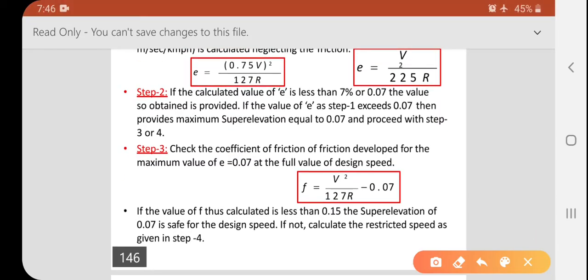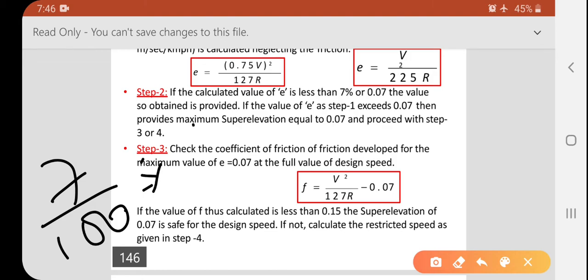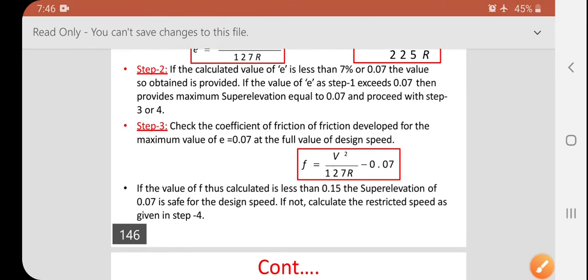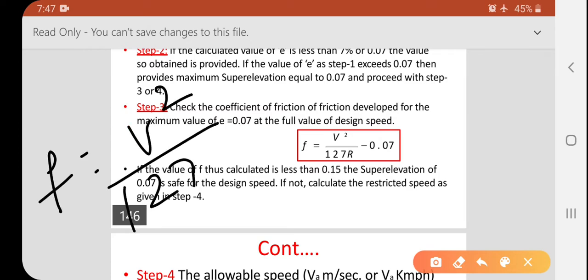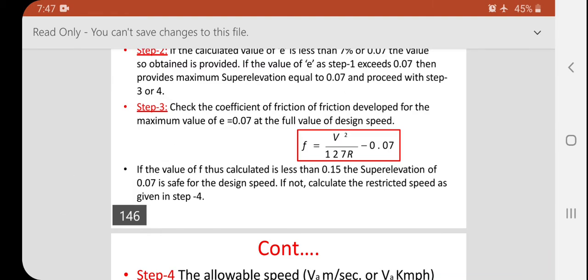Next, calculation of v. e is nothing but a super elevation that is less than 7%, nothing but 7 divided by 100, you will get 0.07. To check the efficient friction of the developed maximum value, e is equal to 0.07. That is why we need to deduct, with the total design speed v into 127 into r, minus 0.07.